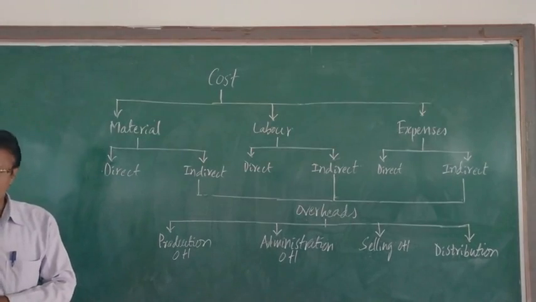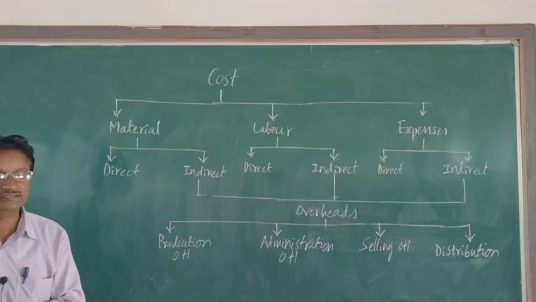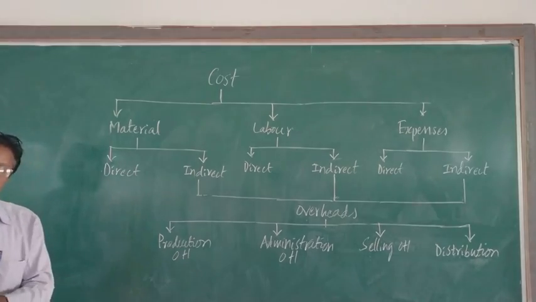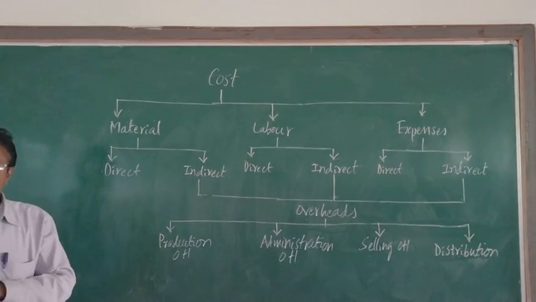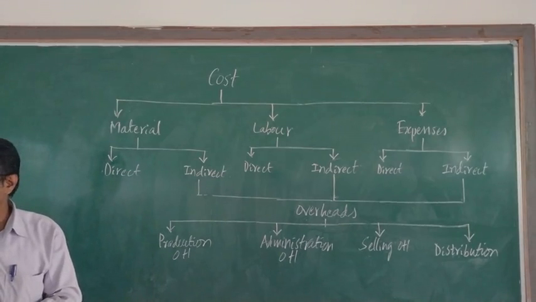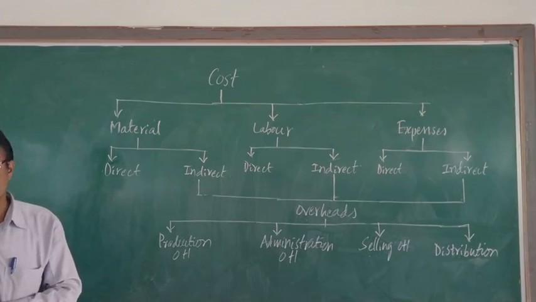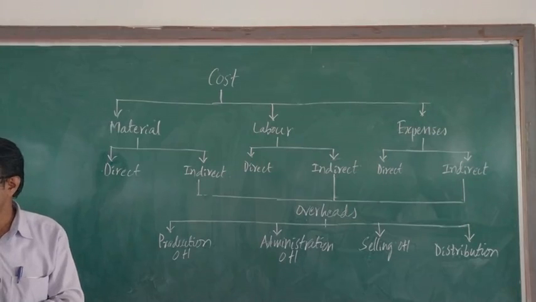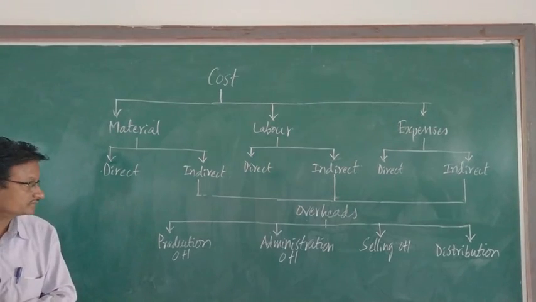Production overhead. All indirect expenses incurred in the factory premises in connection with conversion of raw materials into finished goods, it is called production cost or factory cost or works cost. For example, indirect labor, factory rent and rates, consumable stores, indirect materials such as cotton waste, soaps, nuts and bolts, lubricating oils, supervisor salary, etc.